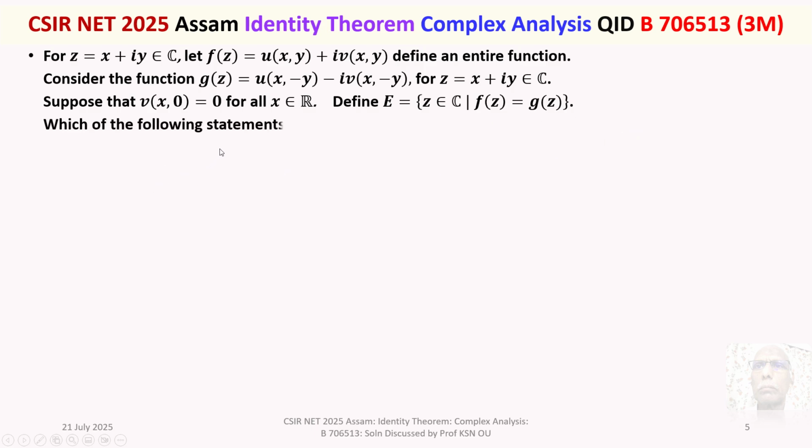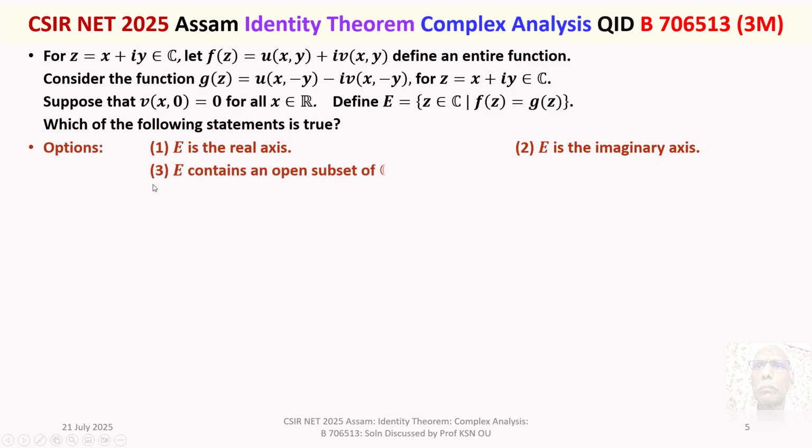Which of the following statements is true? We are given 4 options. Option 1, E is the real axis. Option 2, E is the imaginary axis. Option 3, E contains an open subset of C, but E is not equal to C. Option 4, E is equal to C.